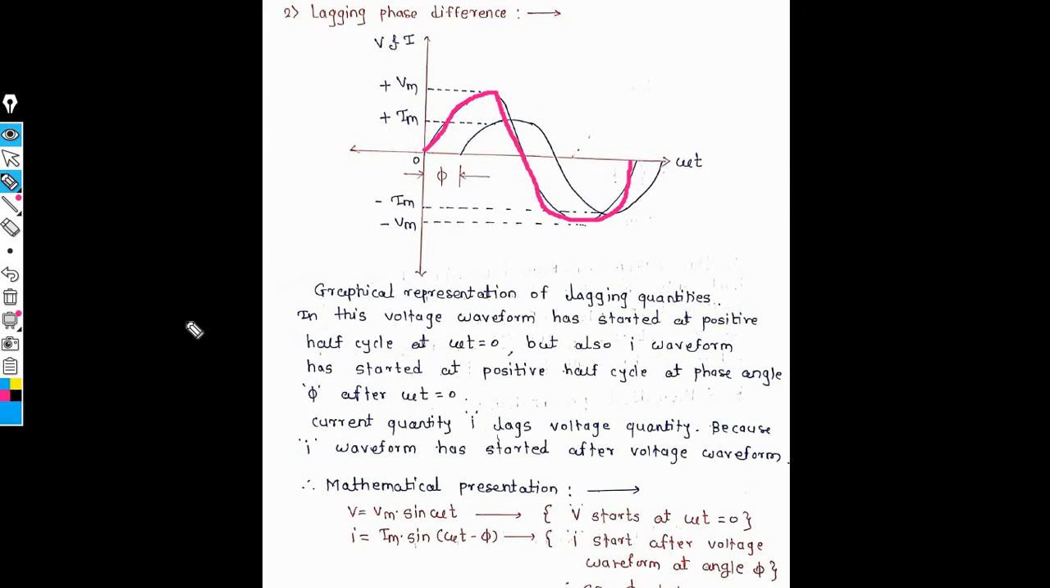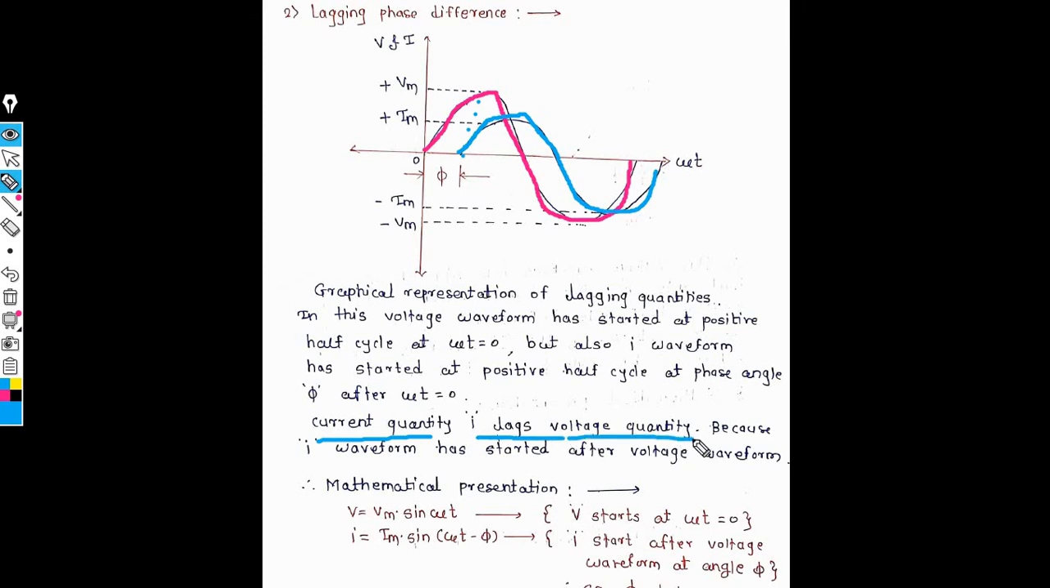Then the current waveform starts from the middle of the voltage waveform. That means this is the middle point. Then at an instant the current quantity lags the voltage quantity, because the current waveform starts after the voltage waveform. Initially the voltage waveform starts, then after the voltage waveform the current waveform starts. Then at an instant the current I lags the voltage quantity.